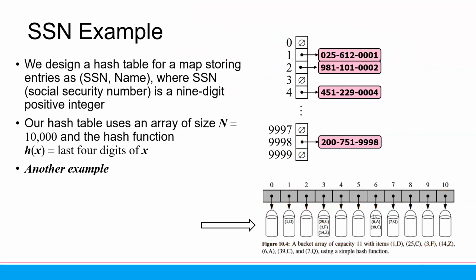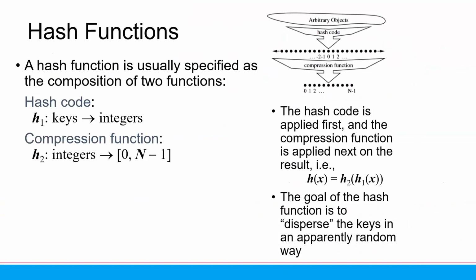So there will be questions. Why do we put it like this? Because in this case, we have one index and there are 3 items. So let's see more about this. A hash function is usually specified as a composition of 2 functions. First, we have the key and we want to make it an integer, because sometimes the key is not an integer.